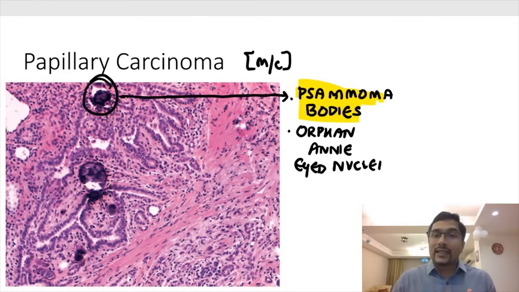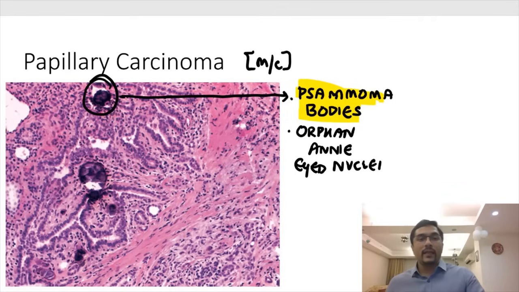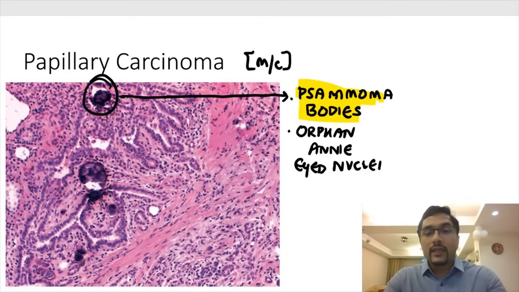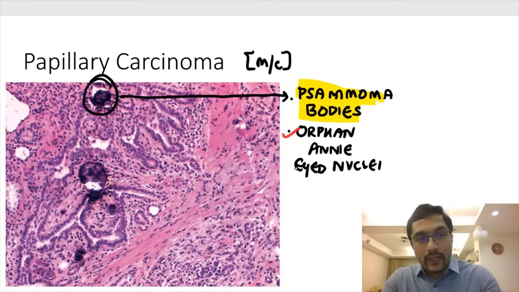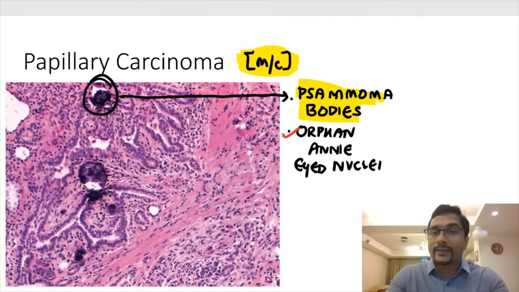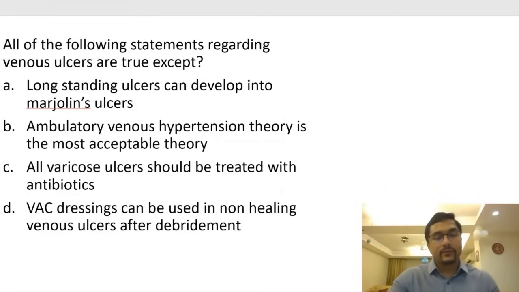You should also know the other tumors where they can be seen. That has also been asked. Meningioma, serous cystadenocarcinoma of the ovary. So I'm repeating, meningioma, prolactinoma, serous cystadenocarcinoma of the ovary, serous tumors of the pancreas, and papillary thyroid cancer. Also, papillary variant of renal cell carcinoma. So these are the various places where psammoma bodies can be seen. Also, you can see orphan Annie eye nuclei. Papillary thyroid cancer is the most common thyroid cancer, also has the best prognosis. Most common and the best prognosis.